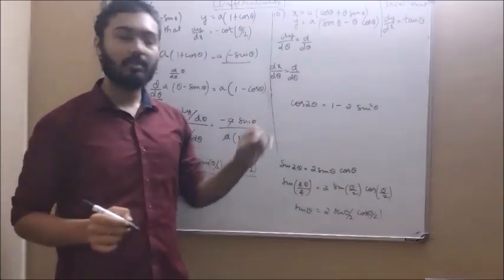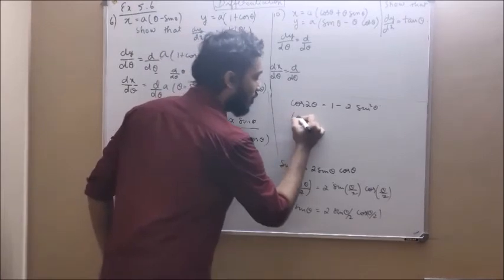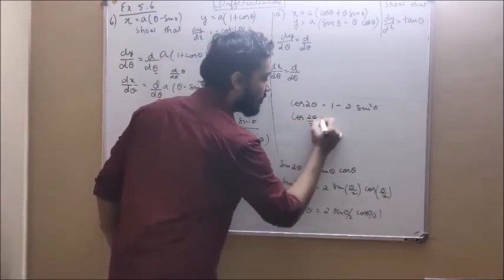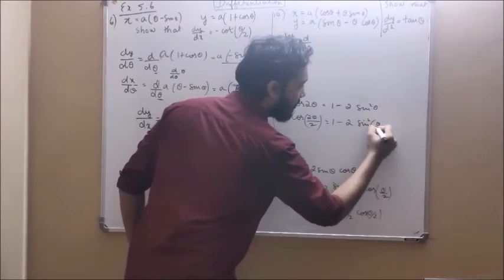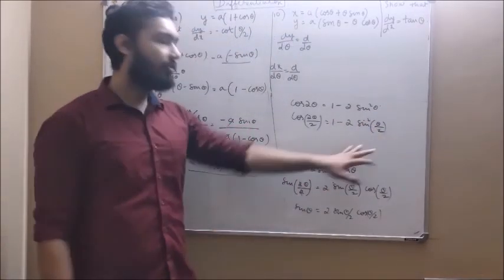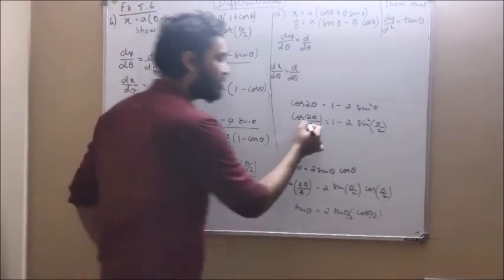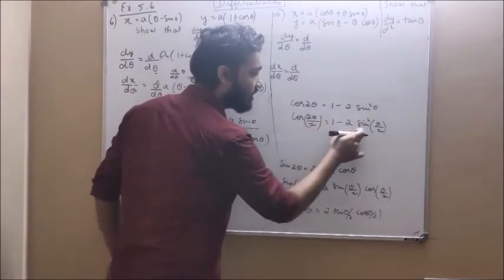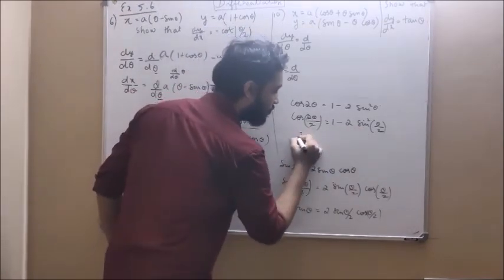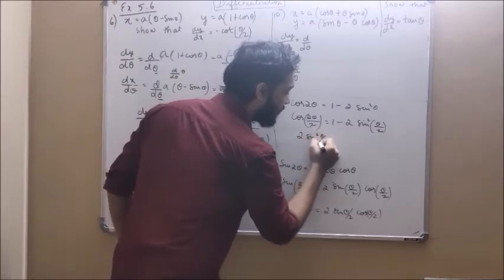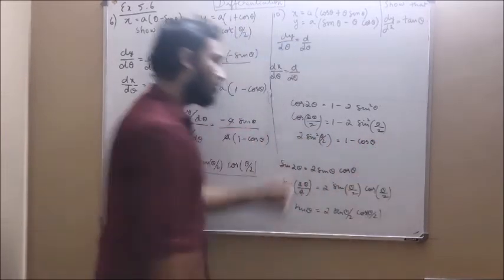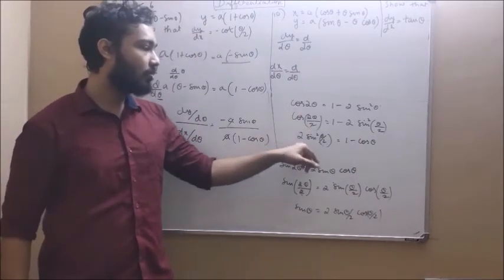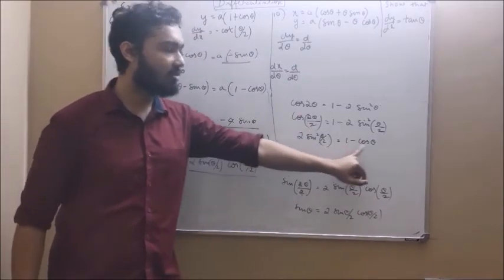Now divide the angle by 2. So cos 2 theta divided by 2 equals 1 minus 2 sin square theta by 2. Now shift this to the other side. This and this will cancel. So what you get? 2 sin square theta by 2 equals 1 minus cos theta. So 2 sin square theta by 2 is nothing but 1 minus cos theta.